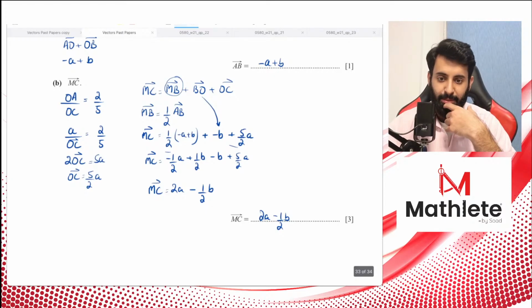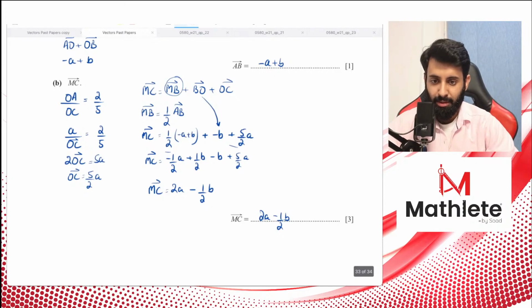So is it important to attempt yearly past papers before a paper? Yes, definitely very important to attempt yearly past papers.